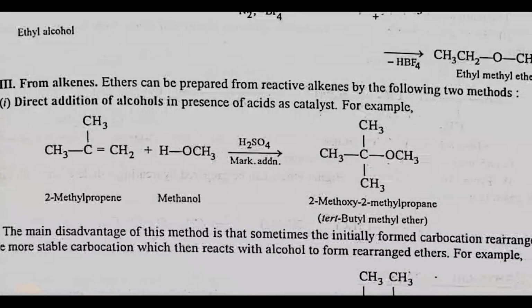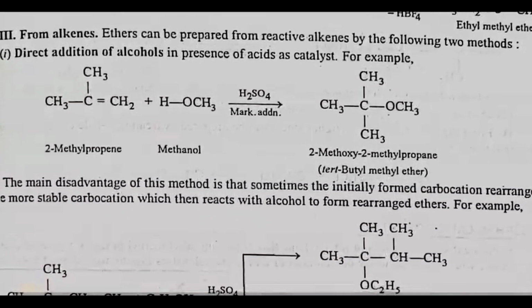Third, from alkenes. Ethers can be prepared from reactive alkenes by the following two methods. First, direct addition of alcohols in presence of acids as catalyst. For example, 2-methylpropene plus methanol in presence of H2SO4, that is Markovnikov's addition, gives 2-methoxy-2-methylpropane.